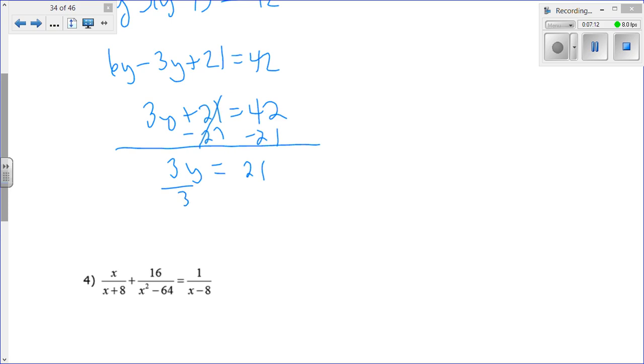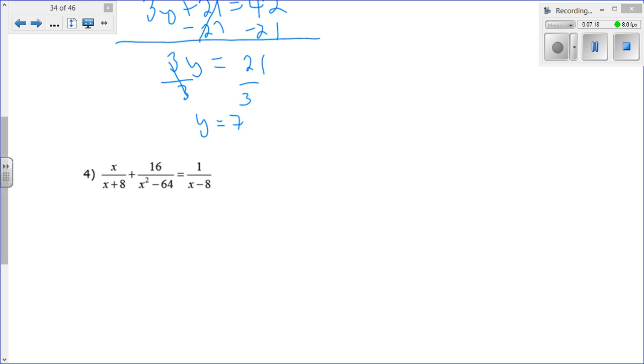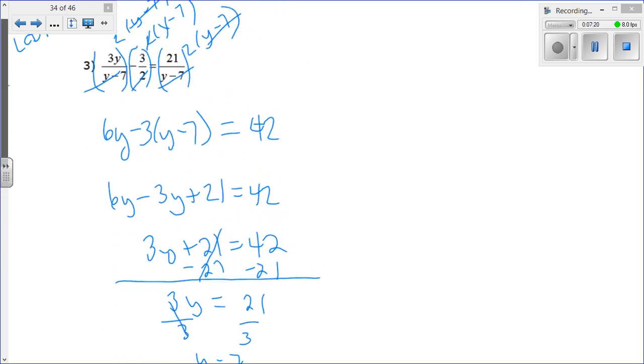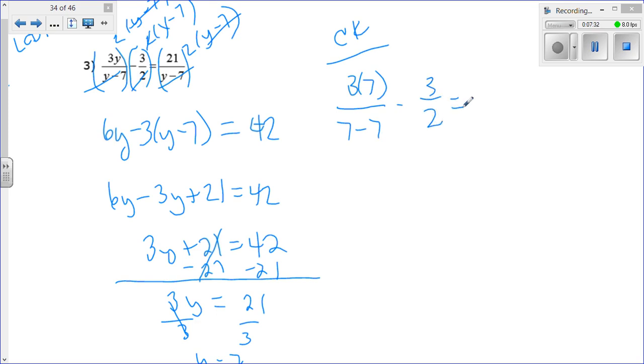So divide by 3. Y equals 7. Wrong direction. All right, so let's do our check. I have 3 times 7 over 7 minus 7 minus 3/2 equals 21 over 7 minus 7. So I have 21 over 0 minus 3/2 equals 21 over 0.